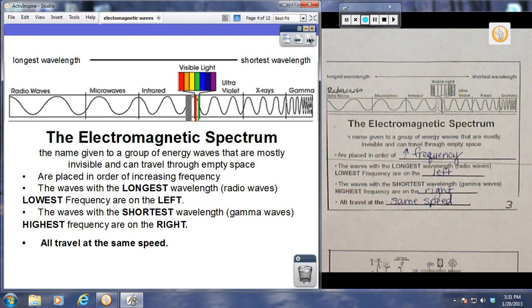So you can see, starting over there to the far left, that these have the longest wavelengths and they have the lowest frequency. There's not many radio waves that have a short frequency. So these are far to the left, and then as you move across to the right, the waves with the shortest wavelength, known as gamma waves, have the highest frequency, and they are on the right. But all the waves are going to travel at the same speed.